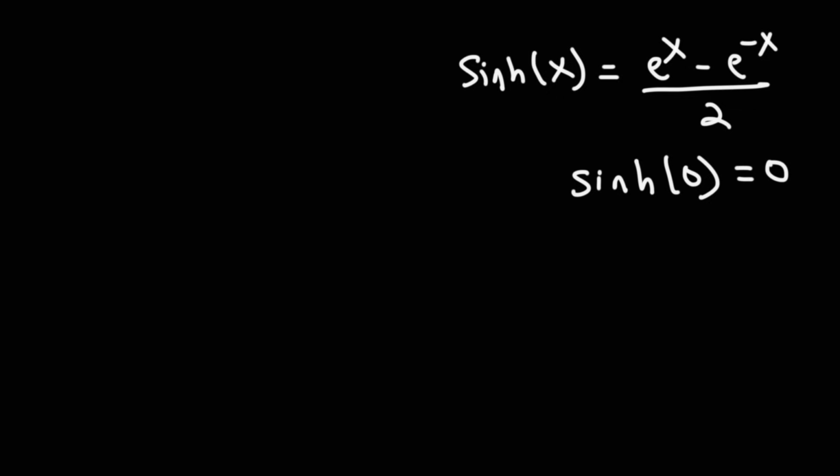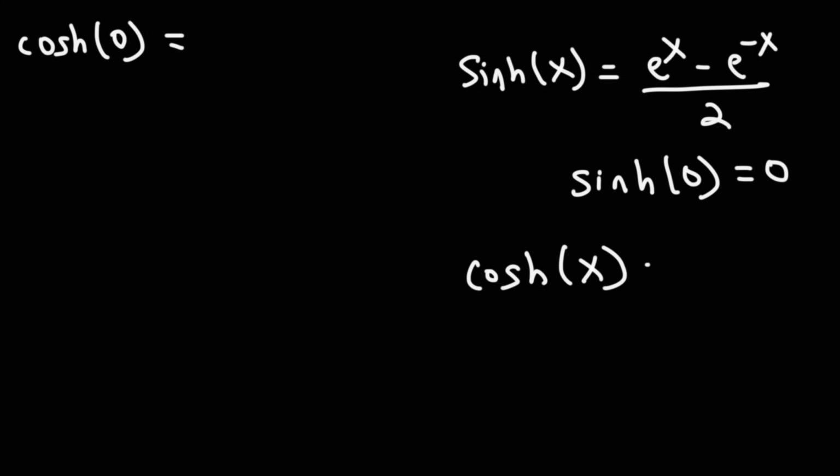Now, let's try another example. What is the value of hyperbolic cosine of 0? Feel free to pause the video if you want to try that example. So first, we need to know the formula for hyperbolic cosine. It's e to the x plus e to the negative x divided by 2.